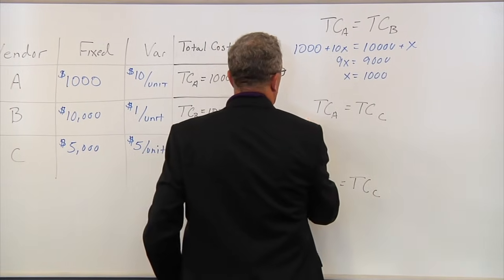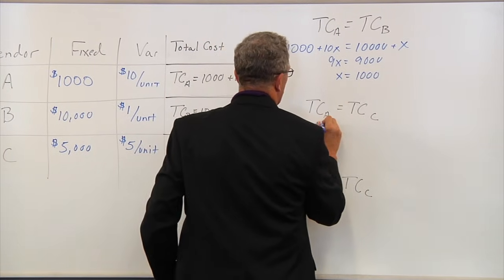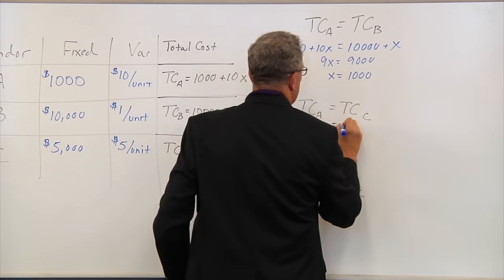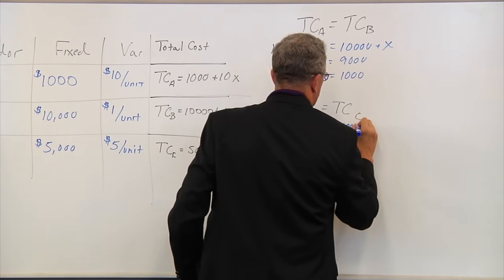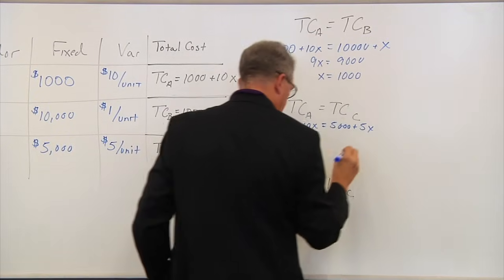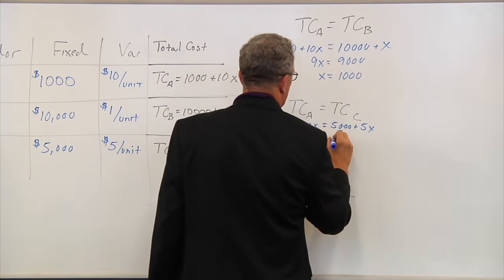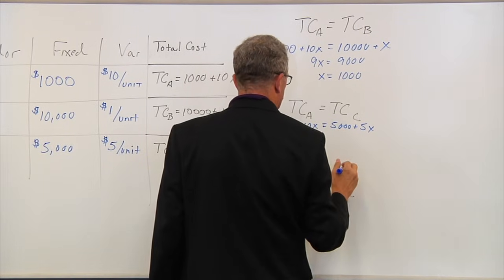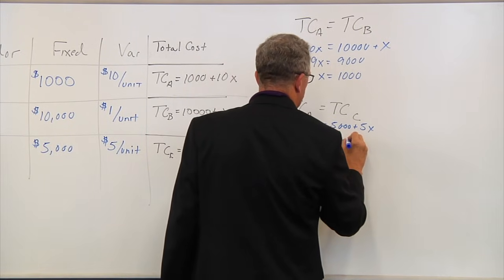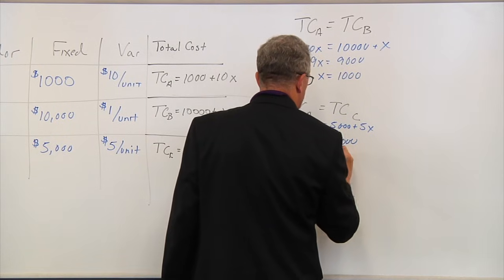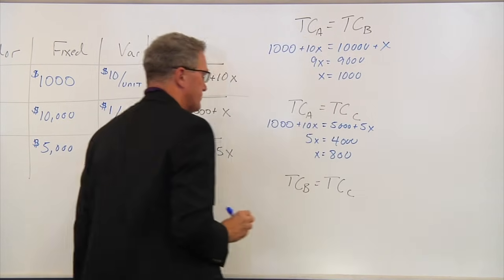A is again 1,000 plus 10x. C is 5,000 plus 5x. Do a little bit of math here, and we end up with 5x equals 4,000. X in this case equals 800 units.